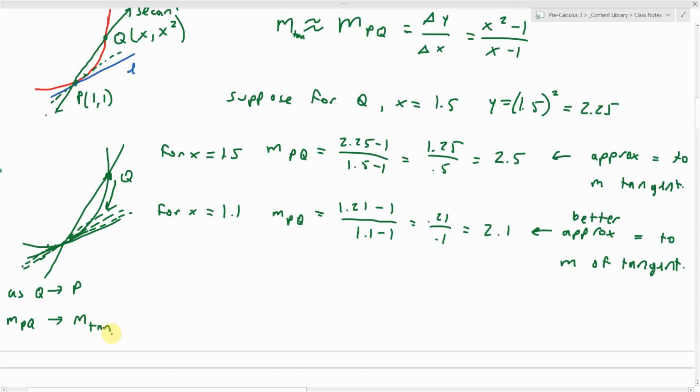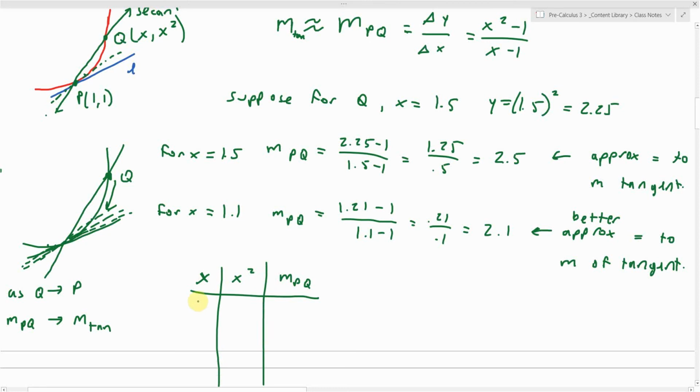So what we're going to do is just make a table of values here and basically find our first limit to figure out what this slope would be. So what we want to do here is just say, let's pretend we get to choose our x values, and then we're going to find the corresponding x squared value, which will allow us to compute the slope of PQ.